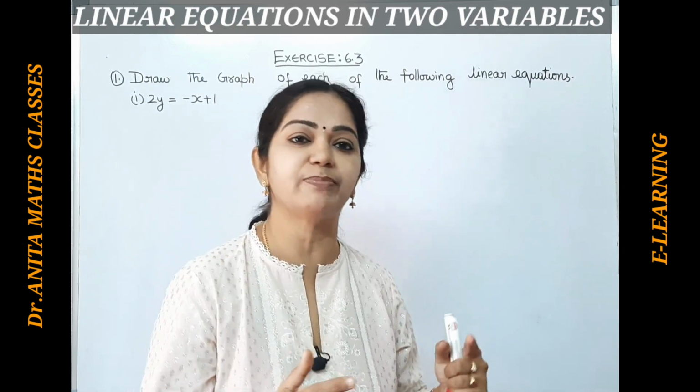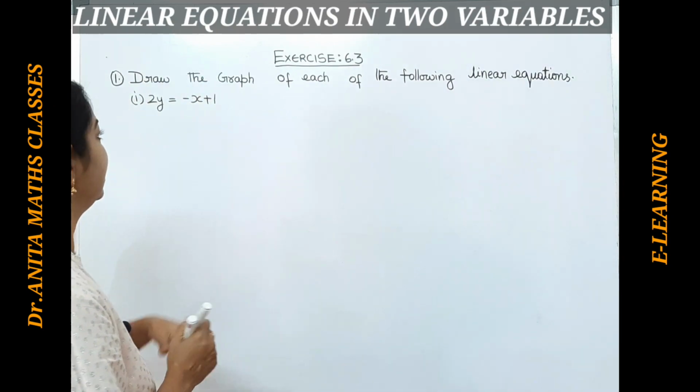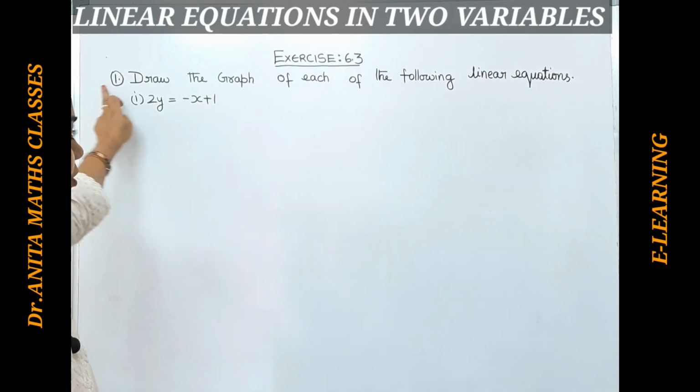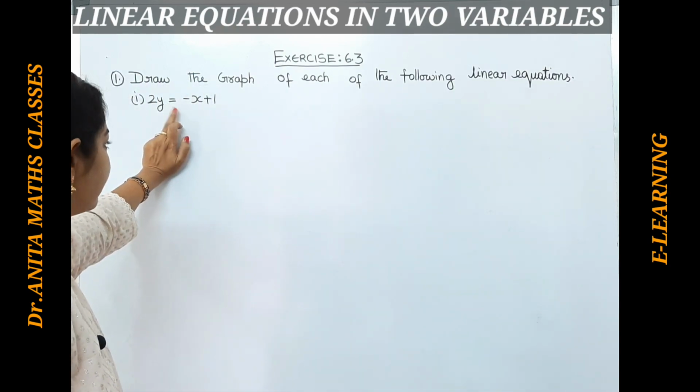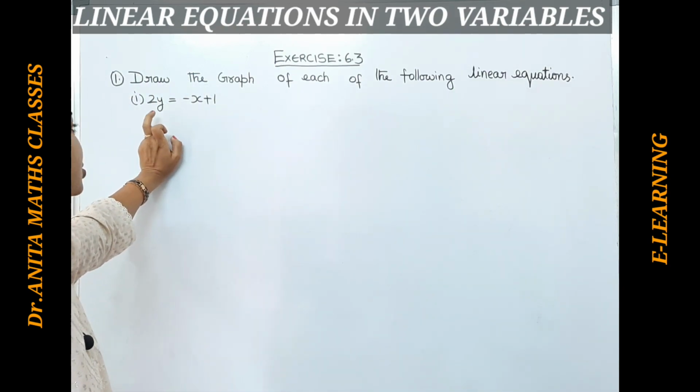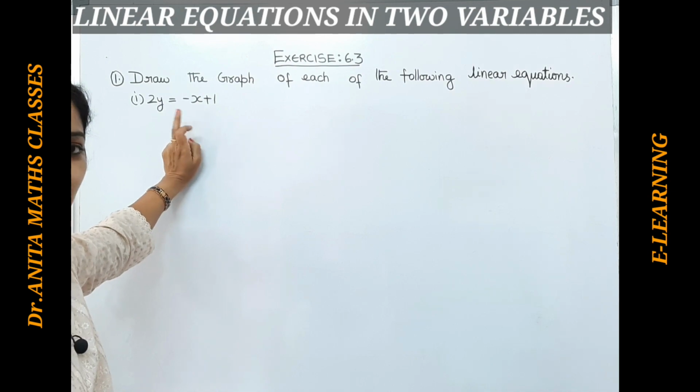Now how do we proceed with the graph? Let us see. I have noted down the first problem. Draw the graph of each of the following linear equations. There are 4 parts given. I have noted down the first part, that is 2y equal to minus x plus 1.